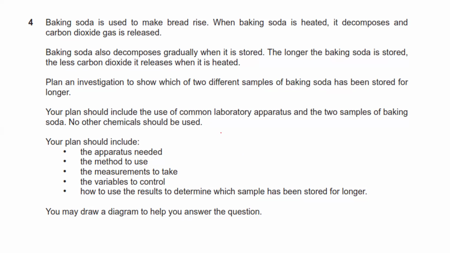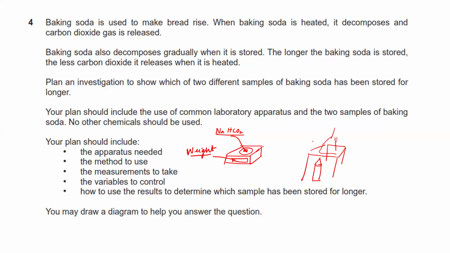Remember, let's draw. We'll basically have a digital measuring tool, so we can measure the weight in grams. This is our NaHCO3, your baking soda. You can measure the weight of sample A and sample B. And what you need is a Bunsen burner, a stand, a conical flask, and a syringe pump attached. This is your syringe, this is your conical flask.